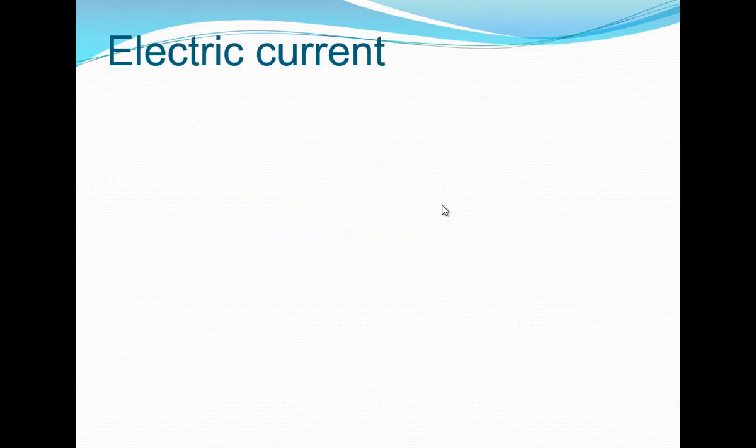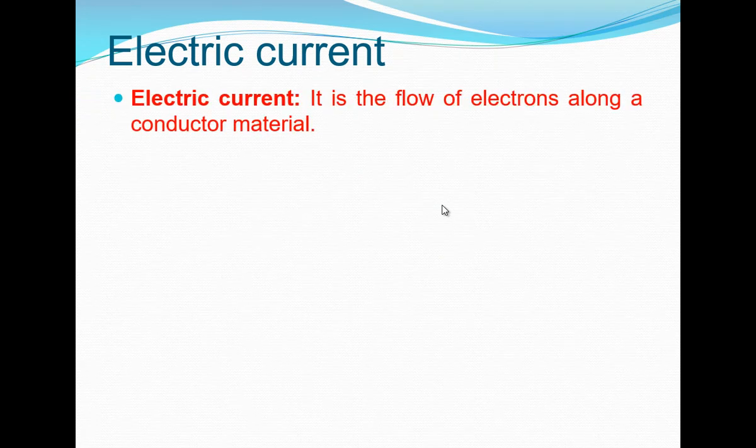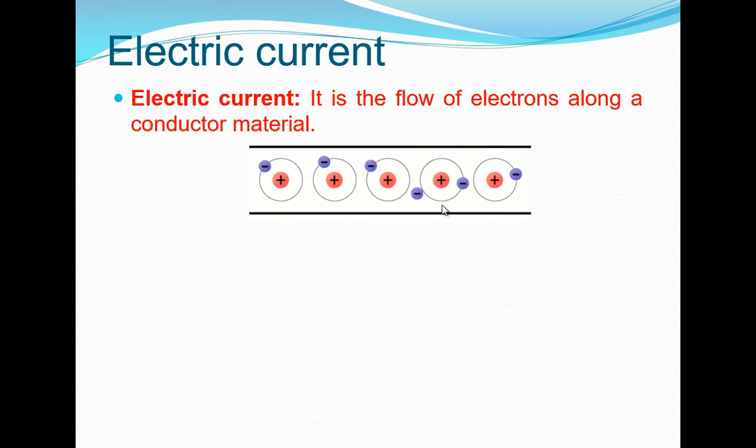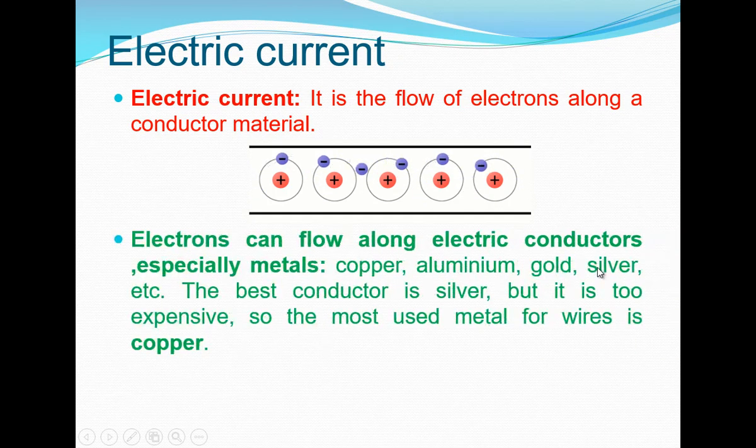Well, what is electric current? Electric current is the flow of electrons along a conductor material. We can see that electrons can move along a material that is usually a metallic material.